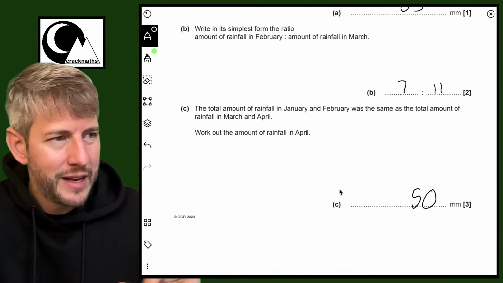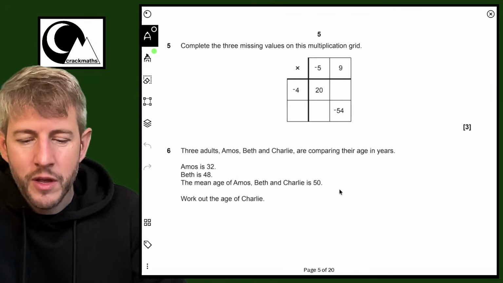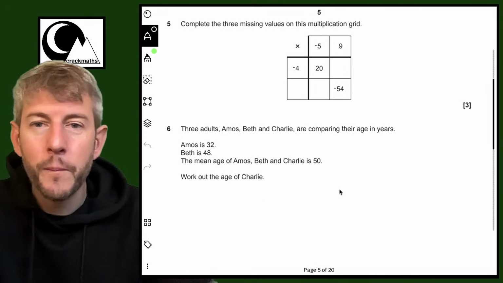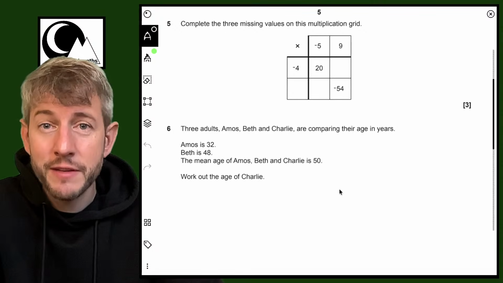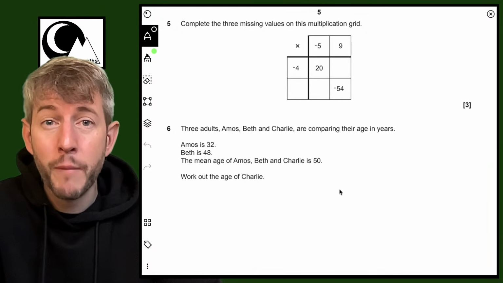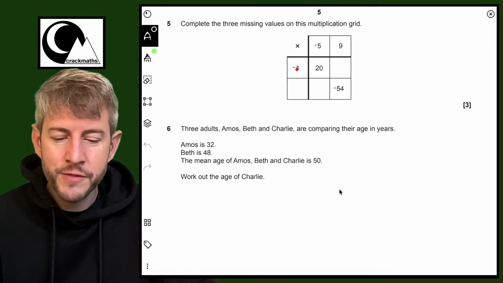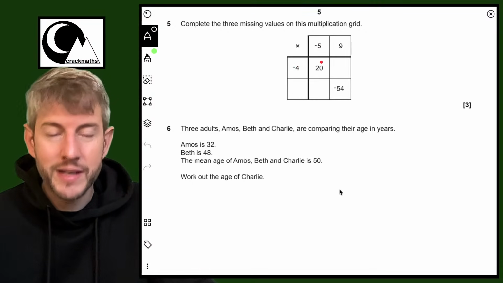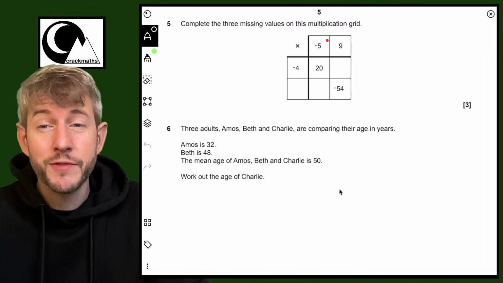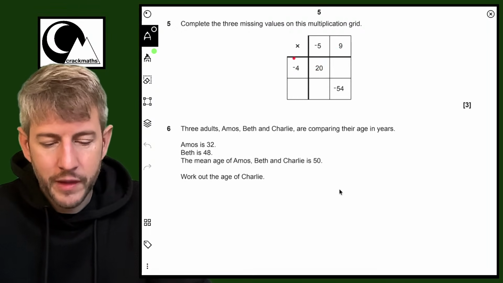Right, let's move on to the next one. So question 5 is complete the 3 missing values on this multiplication grid. Okay, so we've done -4 times -5 gives us 20. Yep, that's correct, because negative times negative gives positive.